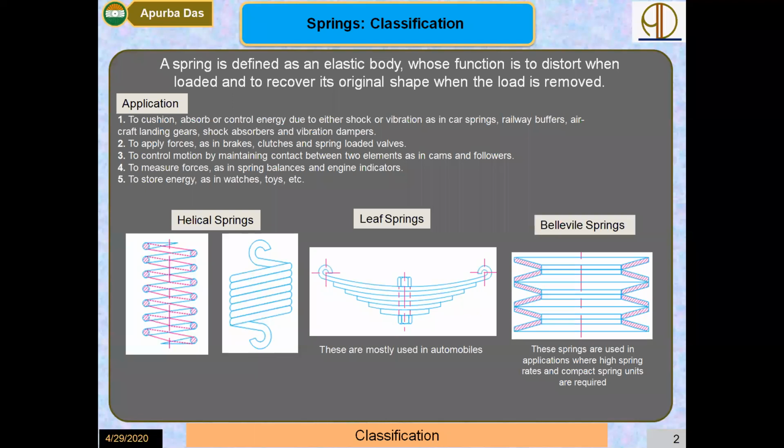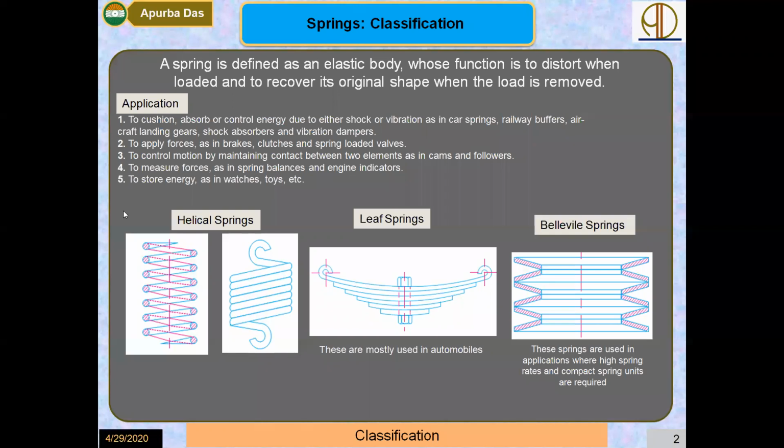A spring acts as a cushion, and it absorbs and controls the energy due to shock and vibration. It is used in cars, railway buffers, gears, shock absorbers, or vibration dampers. It is also used in brakes, clutches, and spring-loaded valves to control and maintain contact between two elements, as well as in engine indicators, spring balances, soft toys, and watches, where we need to store energy.